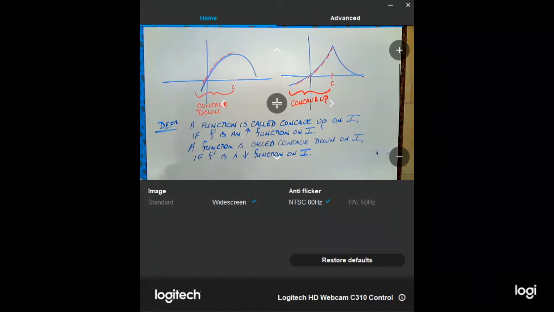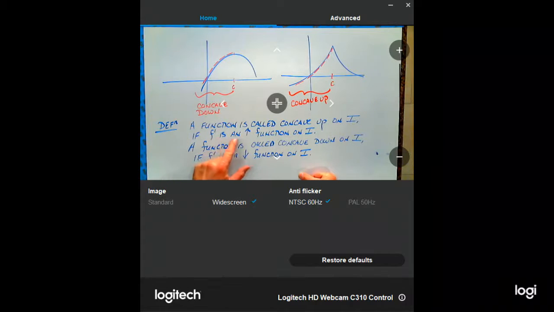So those definitions are literally just that. They're definitions. But like a lot of definitions in mathematics, they're here and then they go away. Meaning that we need to understand them, but there's perhaps a better way of looking at this. So let's take a look at the top definition. A function is concave up on I if f prime is an increasing function on I. If we think this through, what can we say about this?